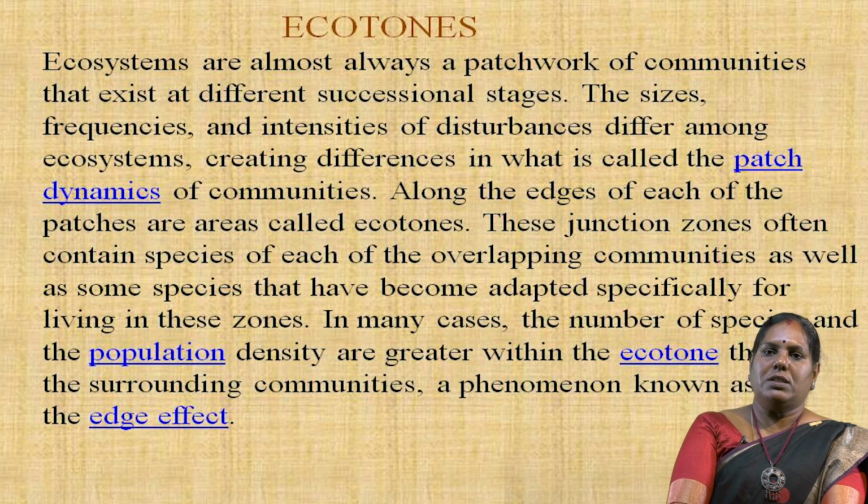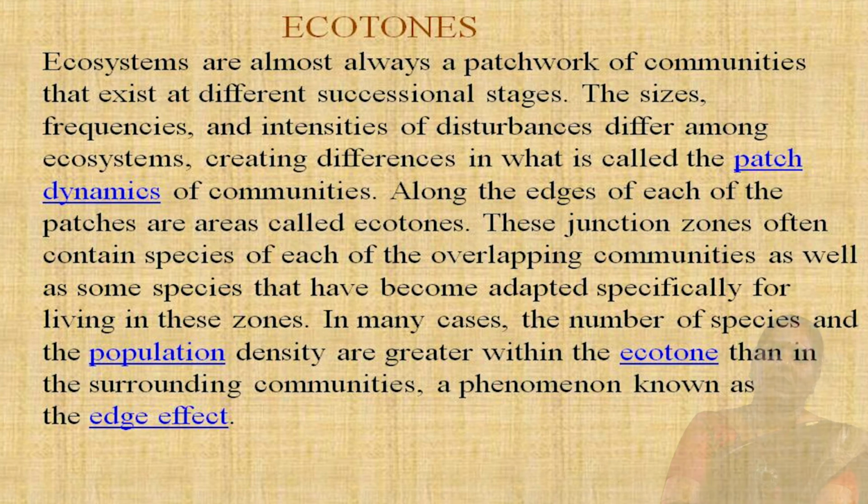Ecotones. Here, what is an ecotone? Ecosystems are almost always a patchwork of communities that exist at different successional stages. Here all the successional stages occur in this ecosystem. The sizes, frequencies and intensities of disturbances differ among ecosystems, creating differences in what is called the patch dynamics of communities. Along the edges of each of the patches are areas called ecotones. These junction zones often contain species of each of the overlapping communities, as well as some species that have become adapted specifically for living in these zones.